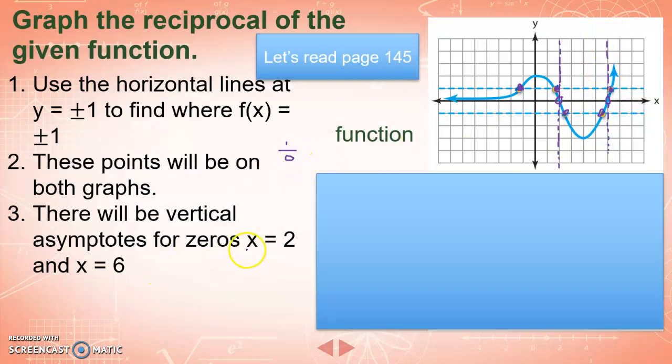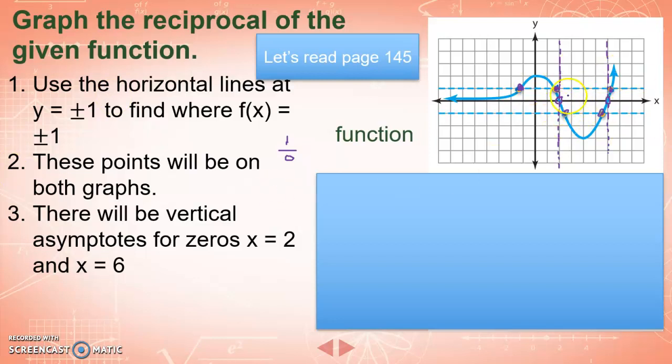On my original function, those were just 0. But because we know the reciprocal is 1 over those values, we now have 1 over 0, undefined, so there's a vertical asymptote there. So we've got those drawn. That's our second step. The first step is to use the horizontal lines to find the y equals plus or minus 1, because we know those points will be on our reciprocal function. Our second step is to find the vertical asymptotes.